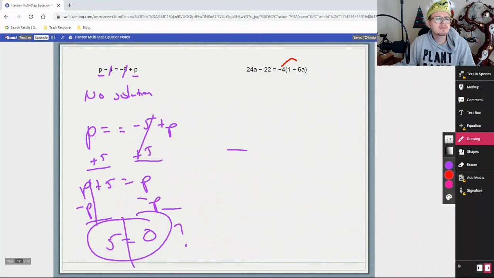All right, we got some distributive property. We got -4 and a plus 24a. Well, look at that. Right away, I see same variable, different numbers, different constants. That's no solution.